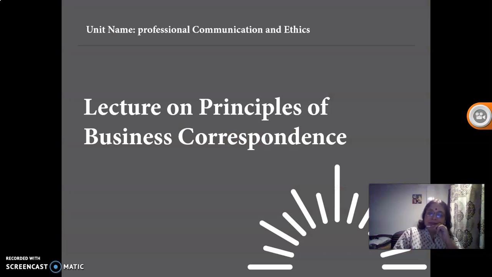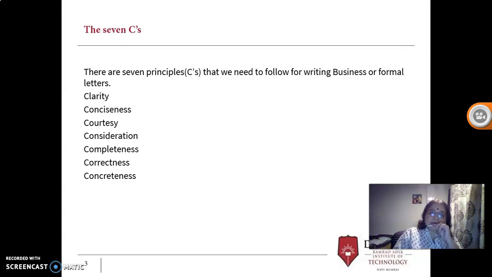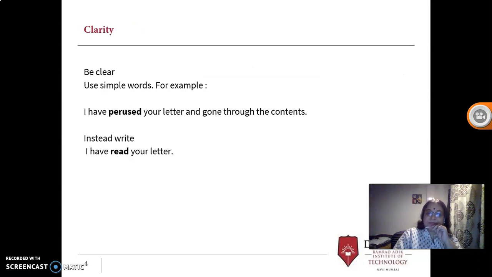So this is a lecture on principles of business correspondence, and let us start talking about these principles. Basically, we are talking of 7 principles, or what we call 7 C's of formal or business letters, and they apply to most of the writing work that we do, whether it's report writing or letter writing, but mainly when you are corresponding during your business. And let us start with clarity. So you have clarity, conciseness, courtesy, consideration, completeness, correctness, and concreteness. So let us start with clarity.